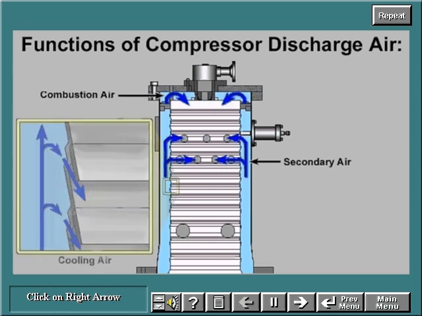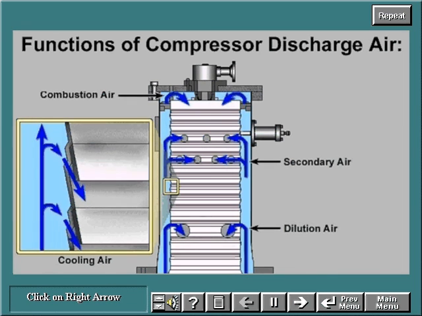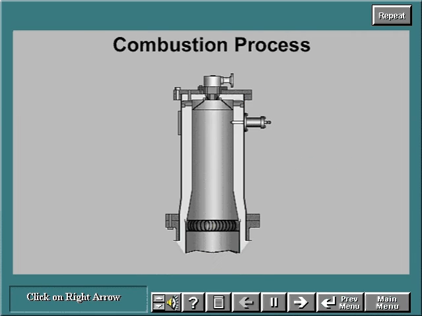It is used as cooling air to provide a continuous cooling film along the external and internal surfaces of the liner, and it is used as dilution air downstream of the primary combustion area to reduce the gas temperature and preserve the life of the hot gas path components. The combustion process works like this. Compressor discharge air flows through the annulus between the outer casing and the liner and enters the liner cap.